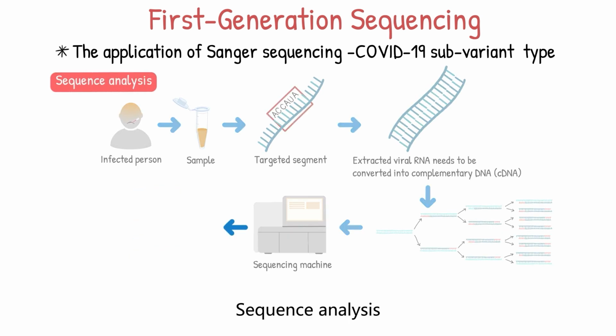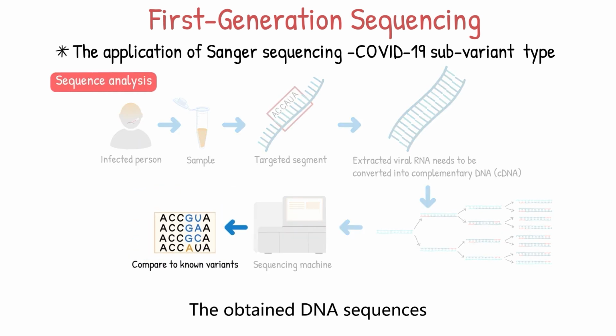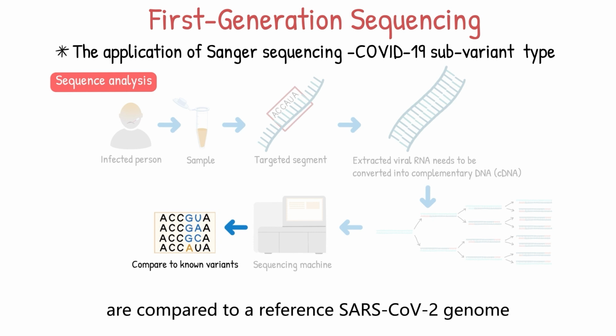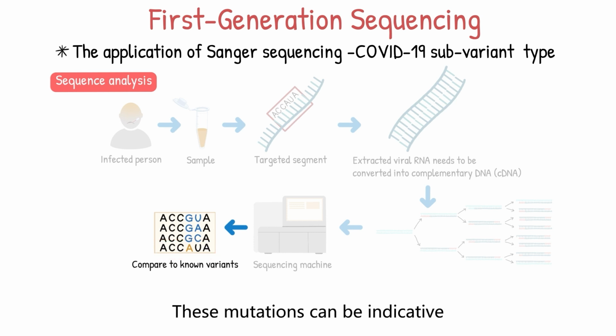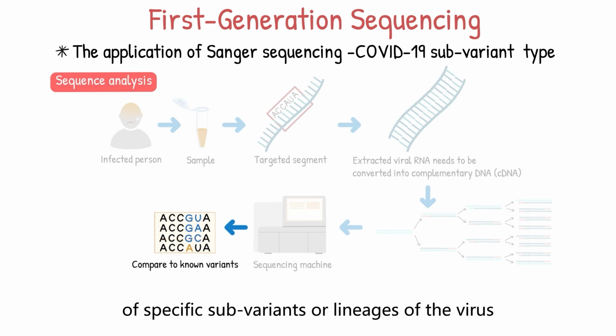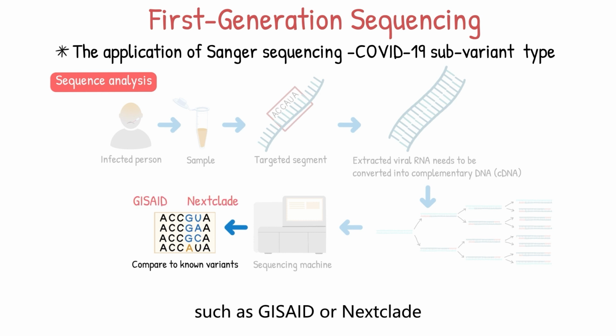Sequence analysis. The obtained DNA sequences are compared to a reference SARS-CoV-2 genome to identify any mutations present in the target region. These mutations can be indicative of specific subvariants or lineages of the virus. Specialized bioinformatic tools and databases, such as GISAID or NextClade, can be used to classify the sequences into specific subvariants.